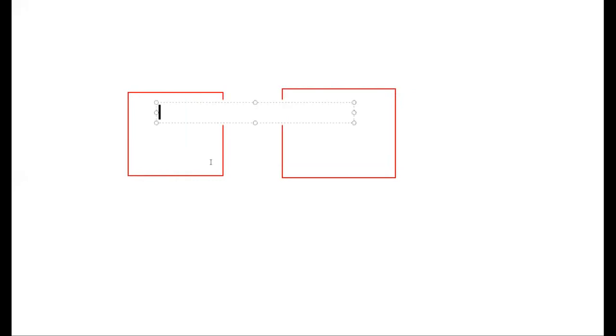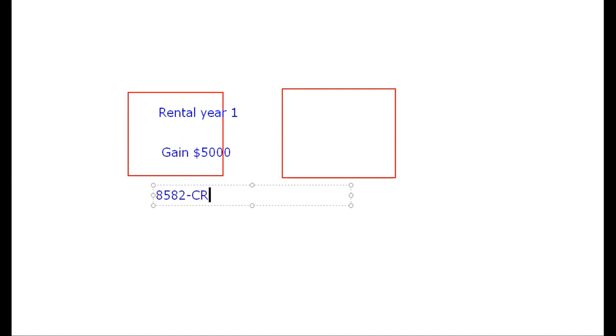This is the rental property in year one. So what happens is I have rental year one, and it turned out in this year I have a gain of $5,000. It was an awesome year, whatever year, I gained $5,000, right? This is in that first year. So I file the form 8582CR and report that to carry it over to the next year.